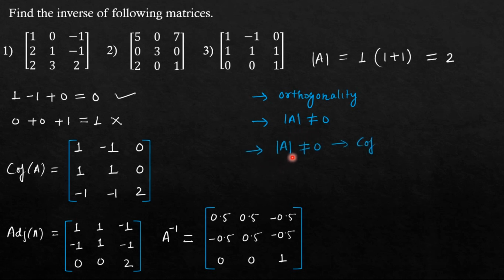If it is not 0, then find the cofactor matrix. After finding the cofactor, take the transpose, you will get the adjoint. Then A inverse is adjoint upon mod A. In that way you will get the A inverse. So these are the procedures you have to follow for finding the inverse of any matrix.